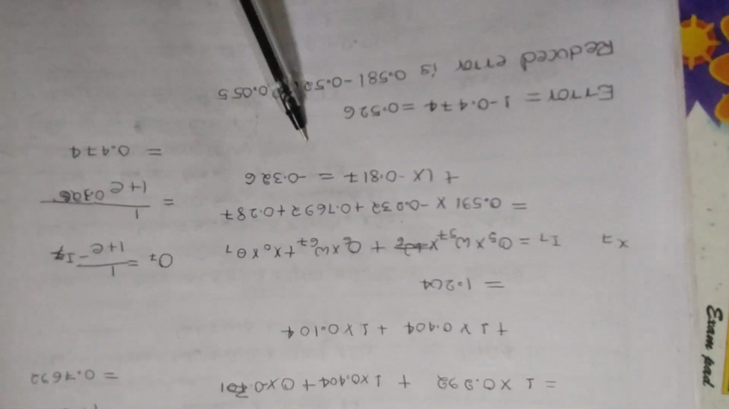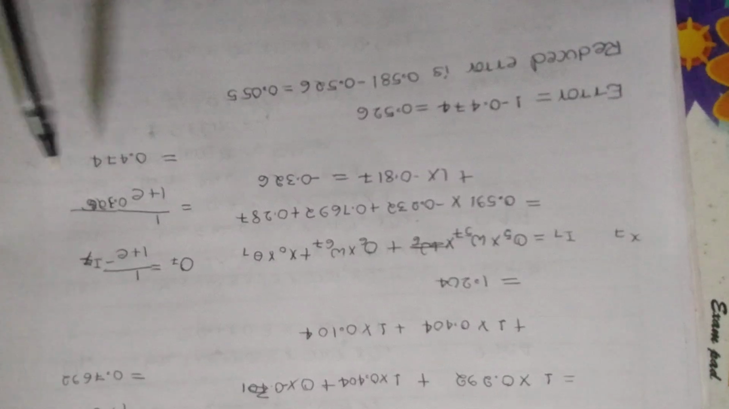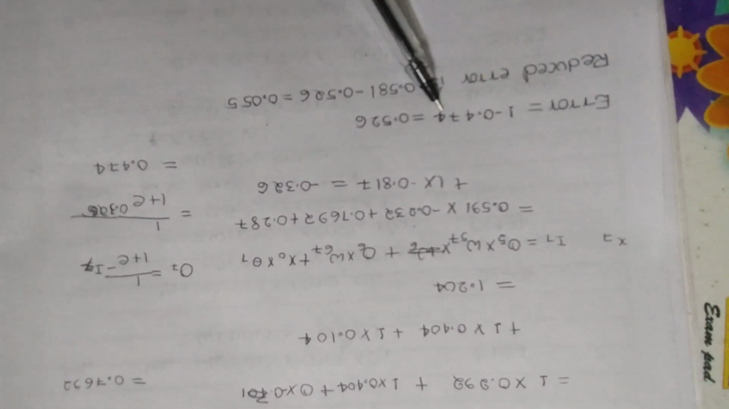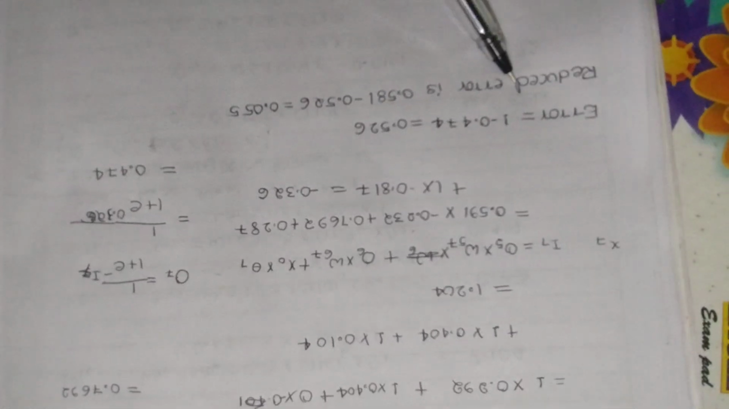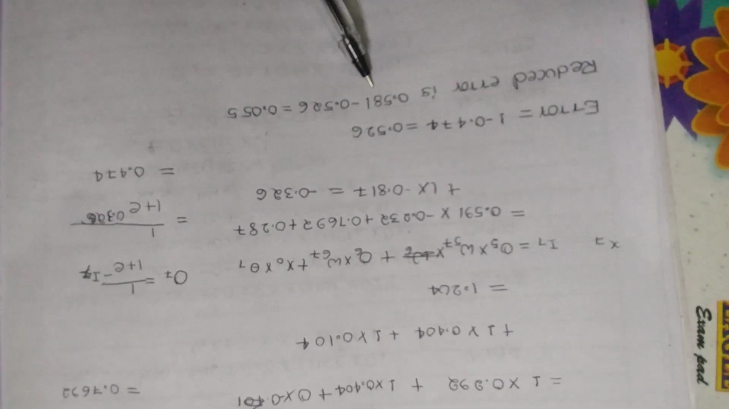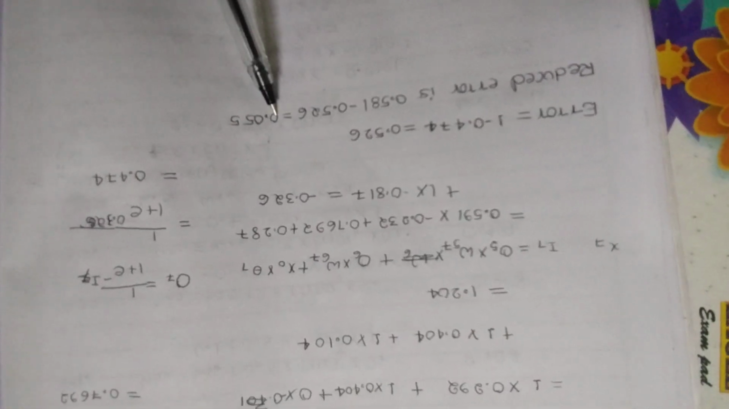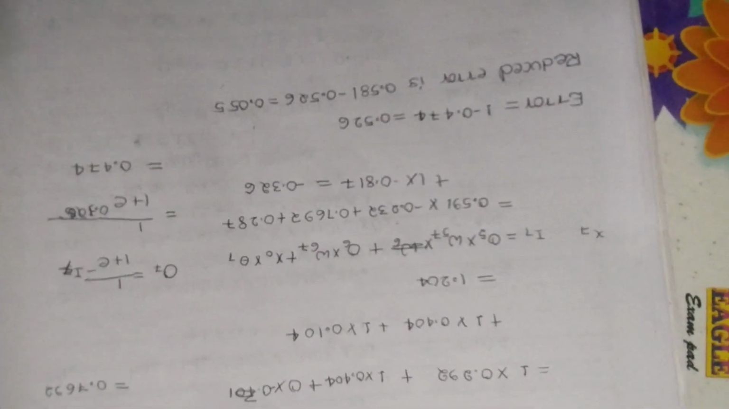Now the error we have to find out. What is the last output we got? 0.7474. Error is calculated by 1 minus this value, and then we got 0.526. What is the reduced error here? The reduced error is the first error result minus the last. This is the error which we got here with the new updated values, and then we will get the reduced error.